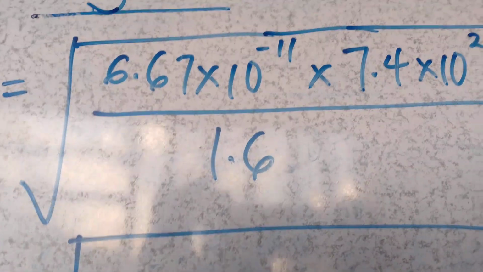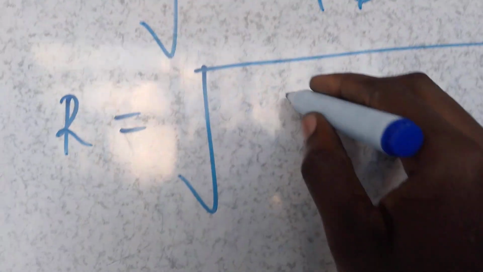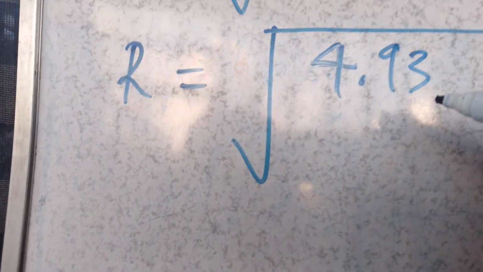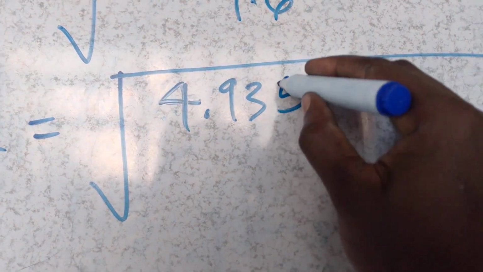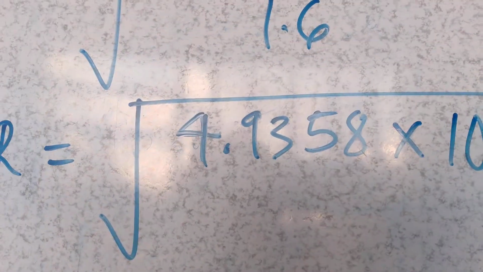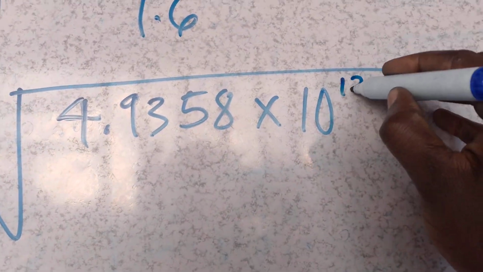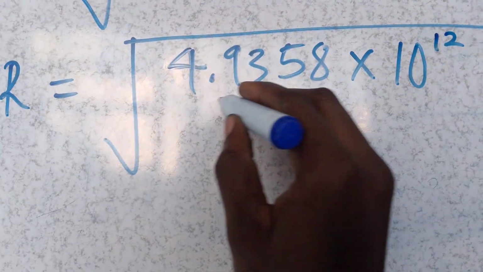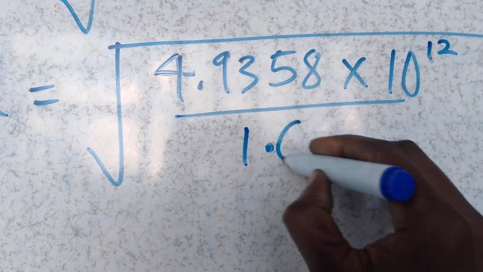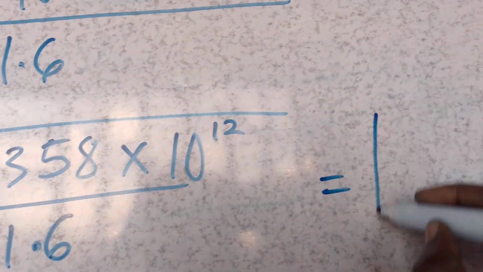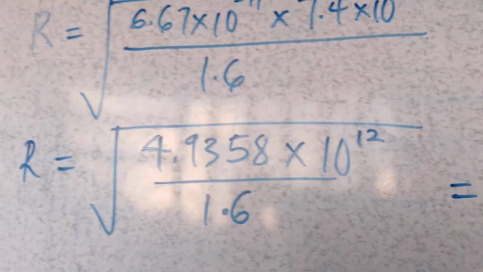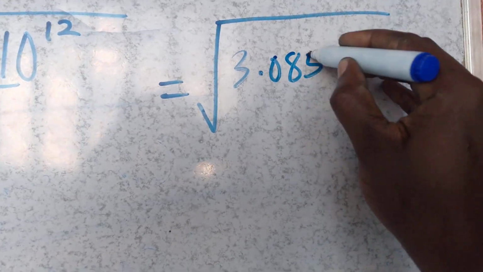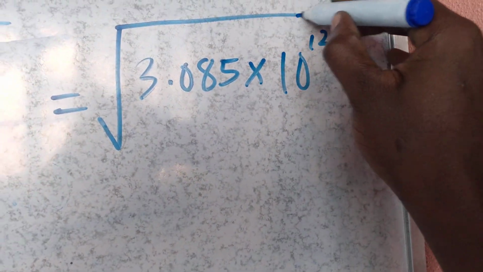So it means that the radius of the planet will be the square root of, if I use my calculator, if I multiply this now, it gives me 4.9358 times 10 raised to the power 12. That's when I multiply the numerator. If I divide by 1.6, this will give me the square root of 3.085 times 10 raised to the power 12.